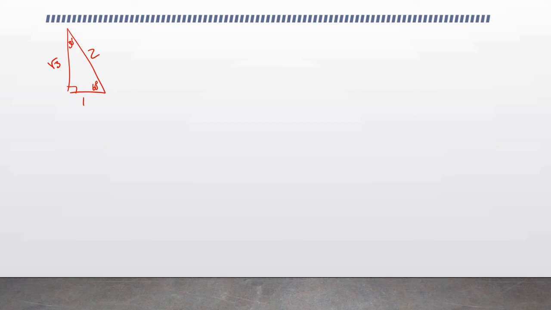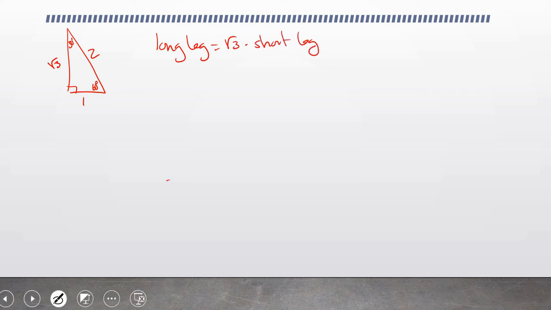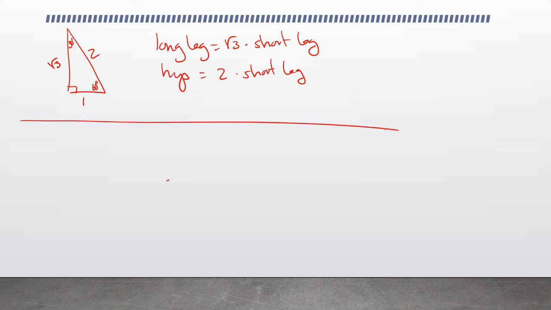Okay, so let's look at a few of the things here. The long leg is root 3 times the short leg, because my short leg is my 1 or my single side. The hypotenuse is 2 times the short leg. So let's try a few of these problems.